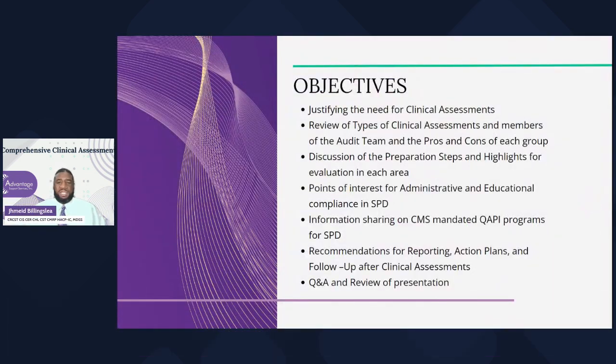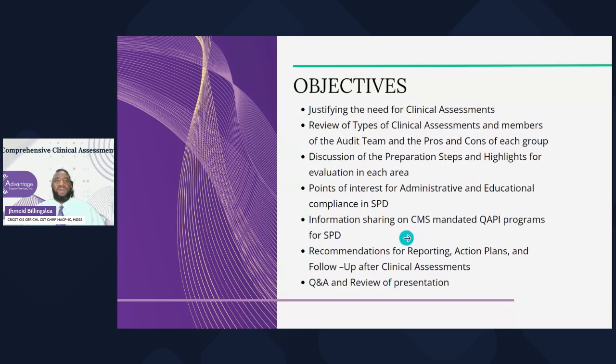The objectives of this presentation are to help you justify the need for clinical assessments, review the types of clinical assessments and members of the audit team and the pros and cons of each group, discuss preparation steps, and talk about some points of interest for administrative, educational, and compliance in each area.